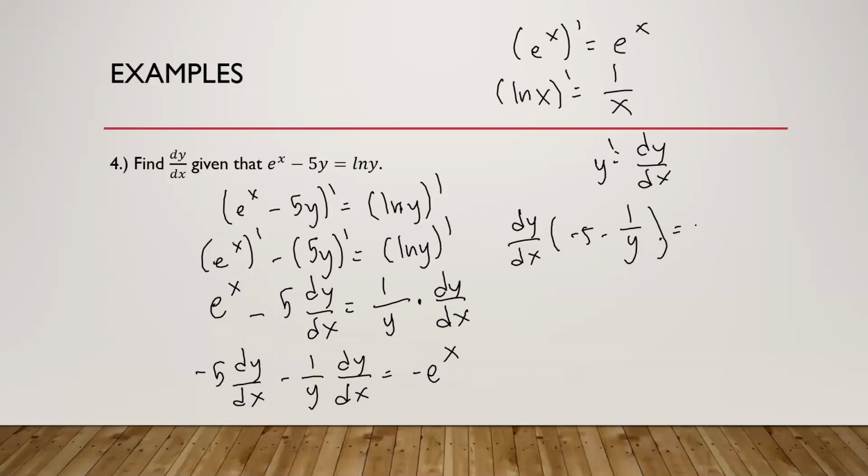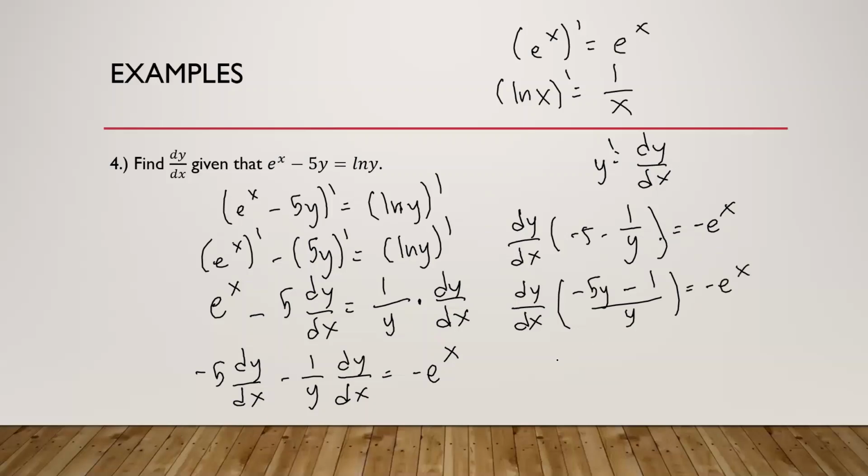Then, negative e to the x. So, gusto natin i-simplify, di ba? Sige lang. I will take the challenge. So, i-multiply na natin si negative 5 sa y para maging numerator siya. Tapos yung y natin ay yon sa denominator natin.